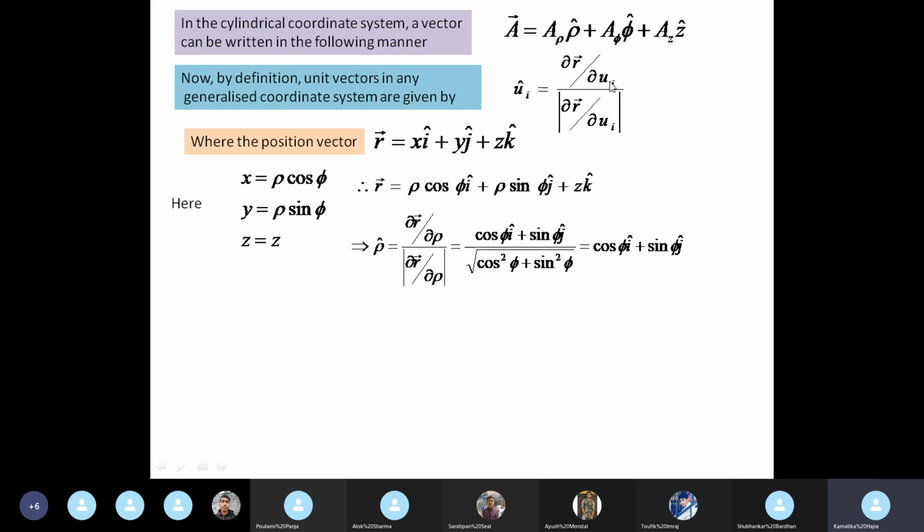Therefore, according to this definition here, what will be the unit vector along rho cap? See, del r del u divided by mod del r del u. So del r del rho divided by mod del r del rho. What is del r del rho? This is r. So you take its derivative with respect to rho.